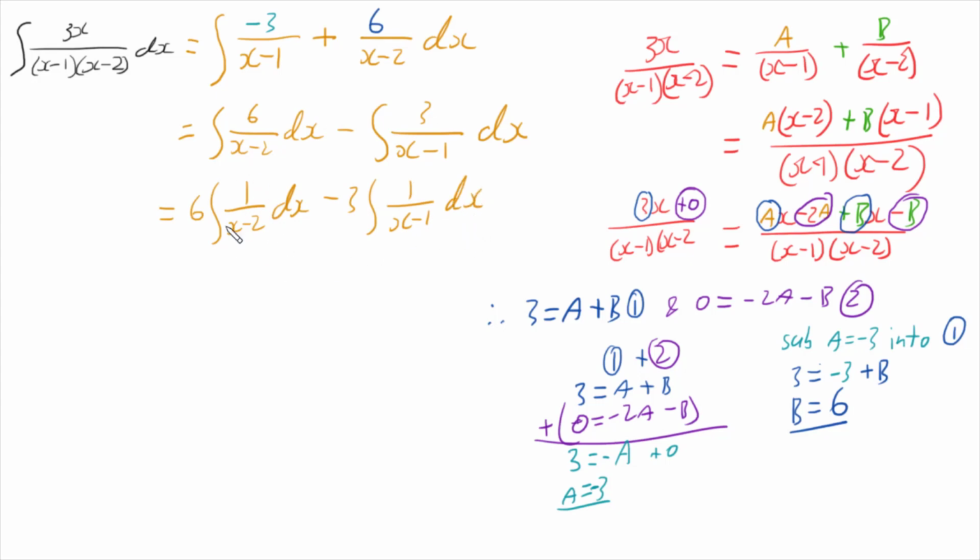Now I can do these two integrals, and these are both 1 over a function, so I'm going to have natural logs. I'm going to have 6 times the natural log of the absolute value of x minus 2, multiplied by the derivative of that, which is nothing, minus 3 times the natural log of x minus 1. And of course we've got to have plus c. So that's our answer. Our integral of 3x over (x minus 1)(x minus 2) dx is 6 times the natural log of x minus 2, take 3 times the natural log of x minus 1, plus c.